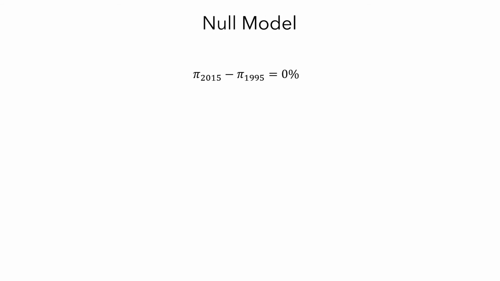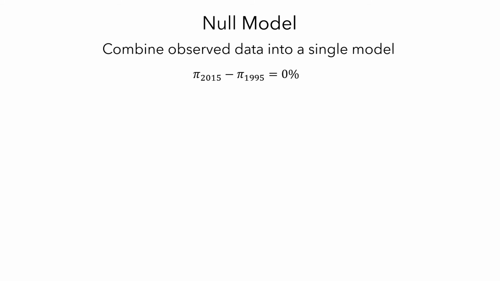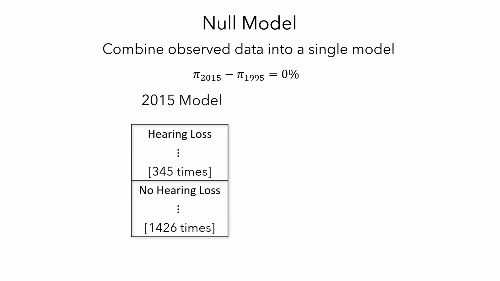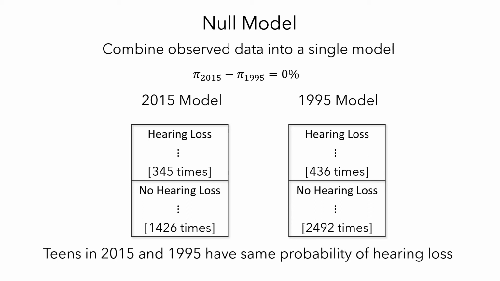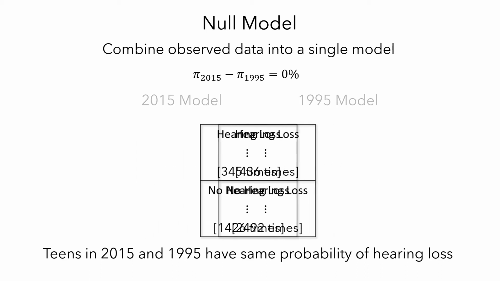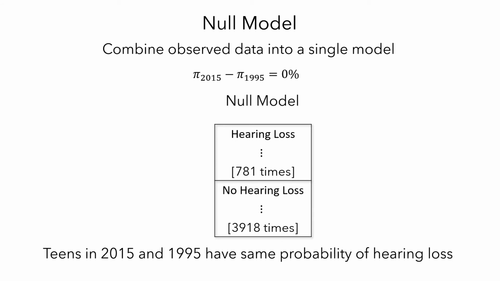In a null model for comparing two populations, you combine the two sets of observed data into a single model. So previously, in our 2015 model, we had 345 with hearing loss and 1,426 without. And in 1995, we had 436 with hearing loss and 2,492 without. If our hypothesis is that the teens in 2015 and 1995 have the same probability of having hearing loss, then we combine these lists. So there are now 781 items for hearing loss and 3,918 for no hearing loss.